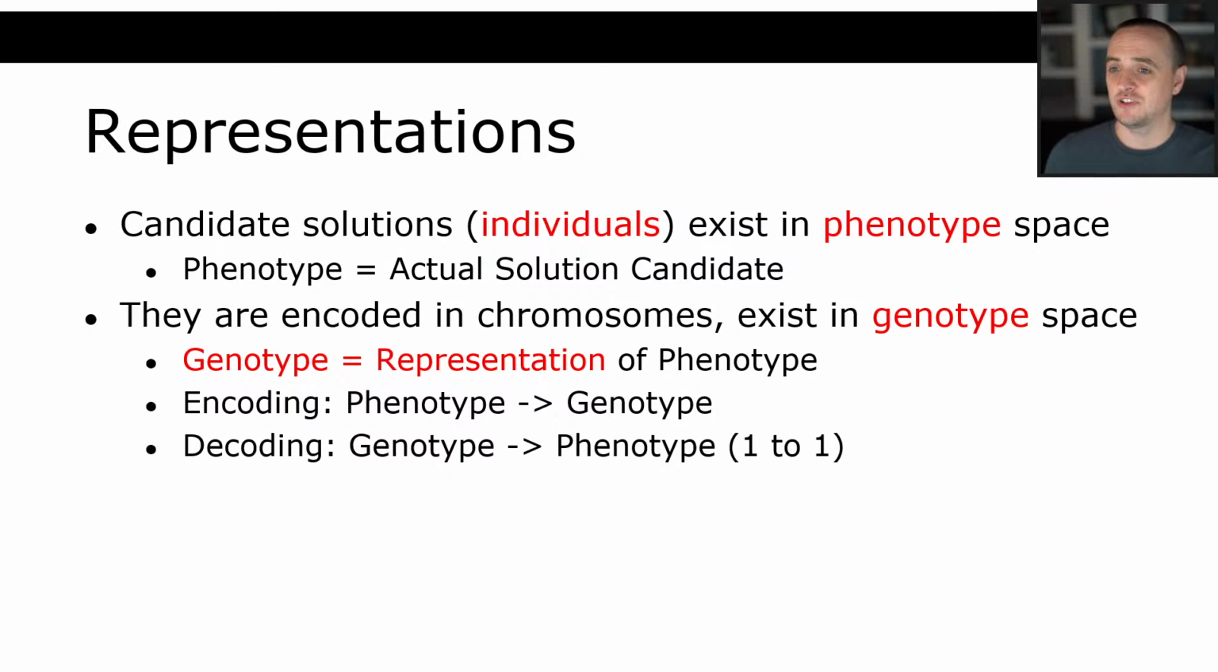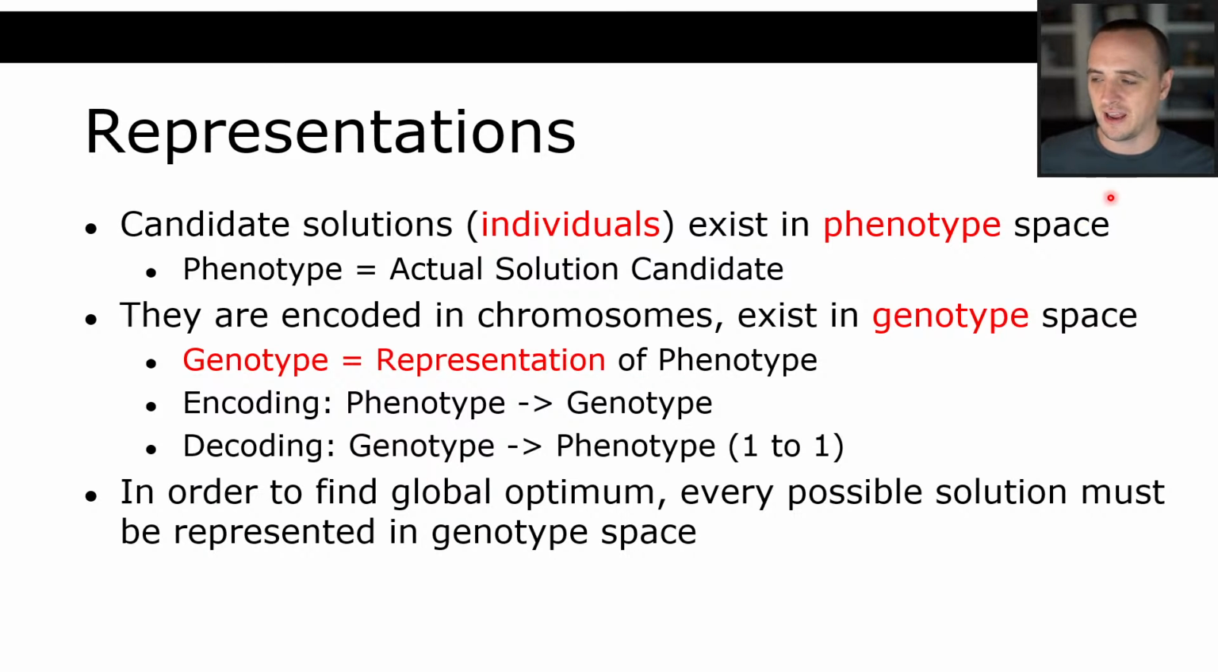The phenotypes are encoded into a genetic representation so we can run the evolutionary algorithm. Those encodings exist in the genotype space. So a genotype is a representation of a phenotype. Encoding is taking a phenotype and encoding it into a genotype, and decoding is taking a genotype and putting it back into a phenotype.